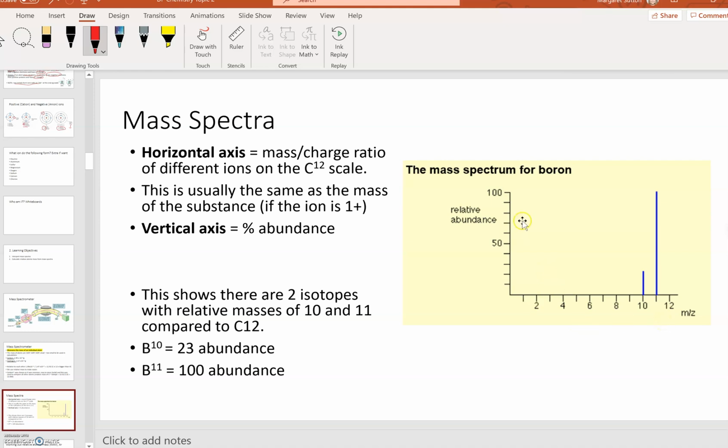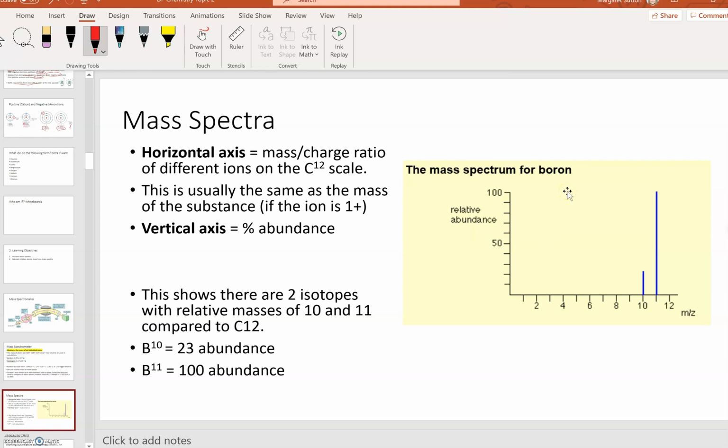And the other key thing to note is that the relative abundance here, sometimes it'll be 100, which will be like 100%, and sometimes it won't be. So you just need to be careful what the top scale is, and we'll go from there. And I'll show you some different examples as we go through.